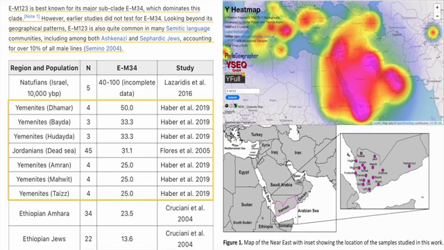E-M123 is best known for its major subclade E-M34, which dominates this clade. However, earlier studies did not test for E-M34. Looking beyond its geographical patterns, E-M123 is also quite common in many Semitic-speaking communities, including among Ashkenazi and Sephardic Jews, accounting for over 10% of all male lines. But more importantly, looking at the chart and the map, we see that Yemenites can carry up to 25% to 50% of haplogroup E, specifically E-M123 within E-M34.